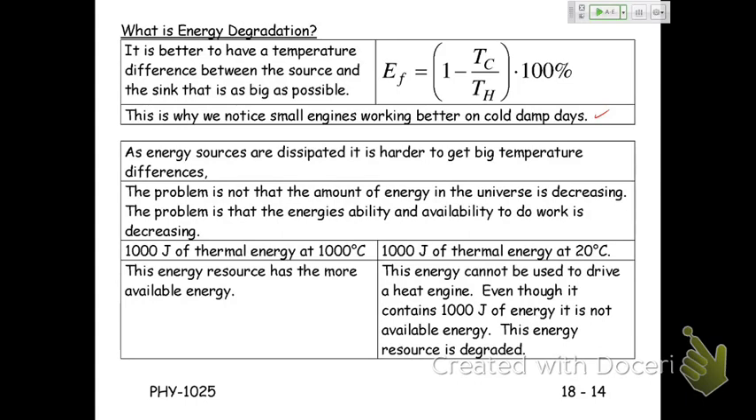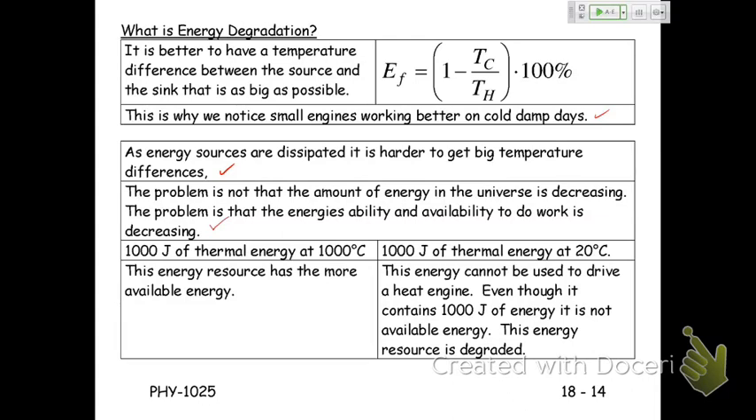Yeah, well, it's also to do with a carburetor. As energy sources are dissipated, it is harder to get big temperature differences. The problem is not the amount of energy in the universe, it's that the energy is degrading.